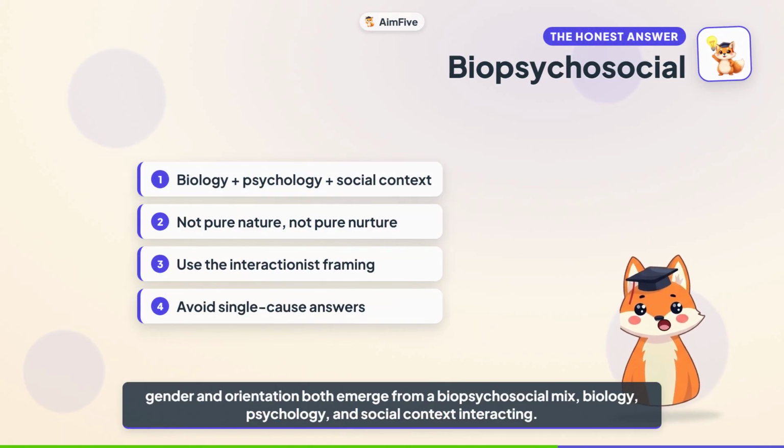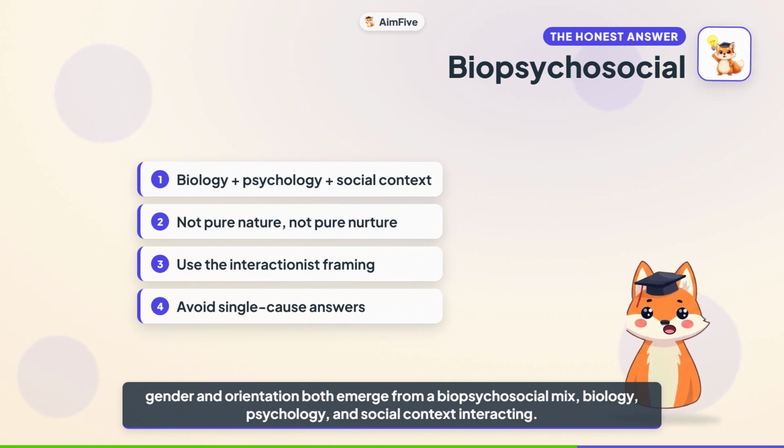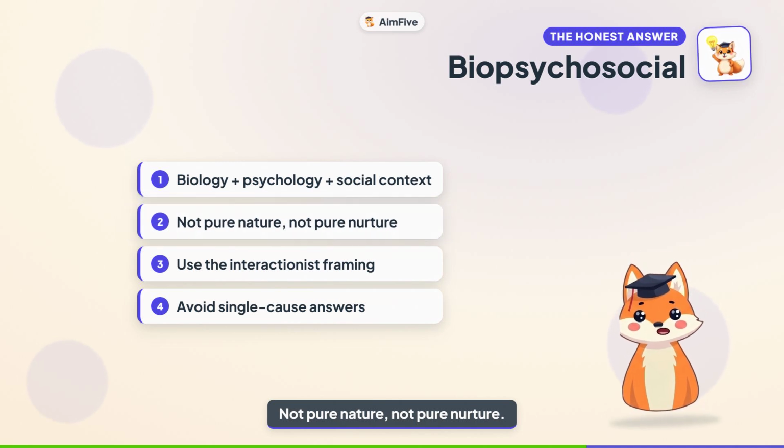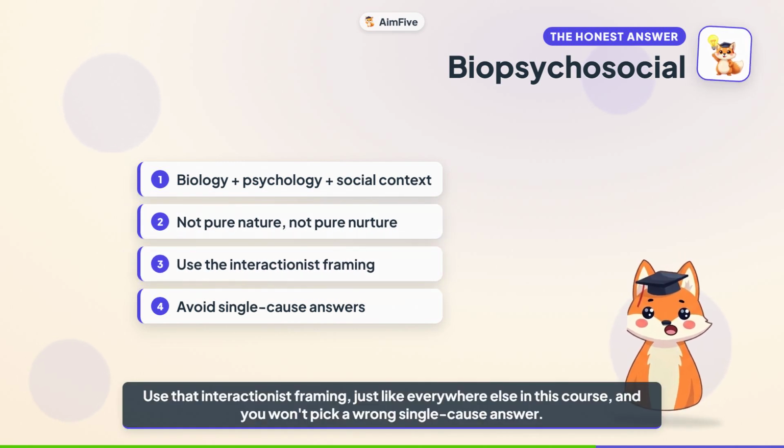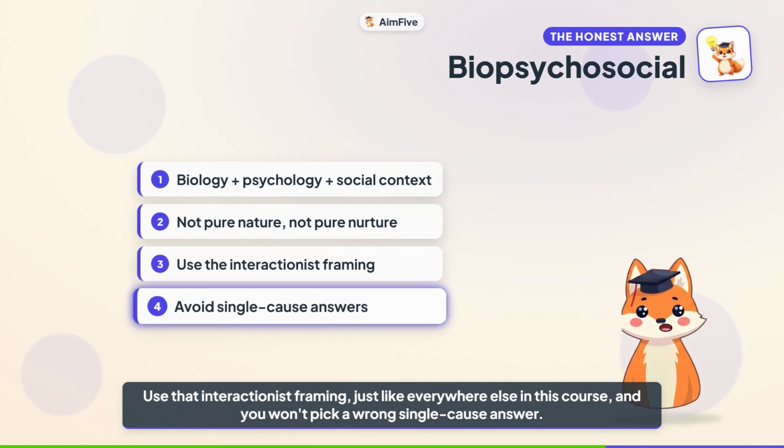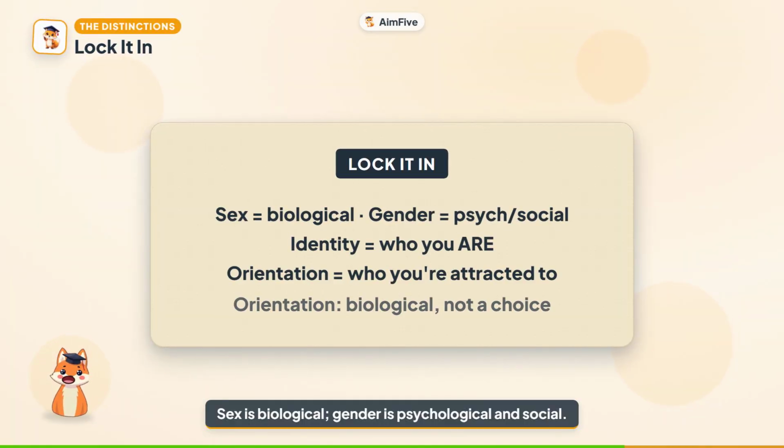The honest summary the exam rewards: gender and orientation both emerge from a biopsychosocial mix. Biology, psychology, and social context interacting. Not pure nature, not pure nurture. Use that interaction as framing, just like everywhere else in this course, and you won't pick a wrong single-cause answer.